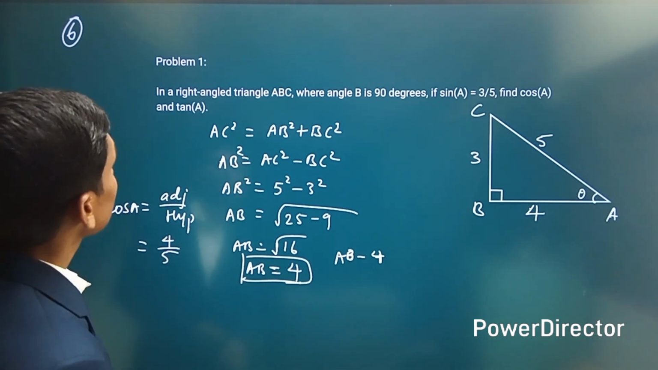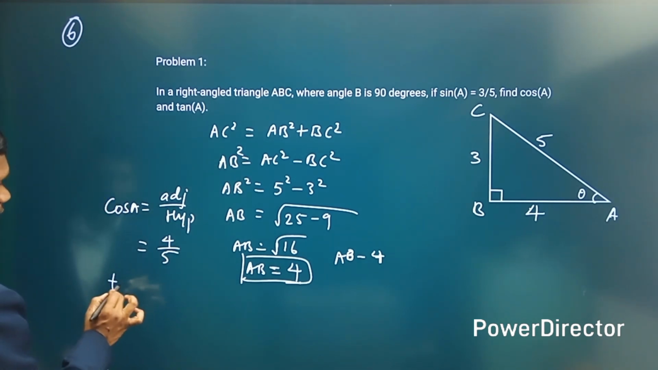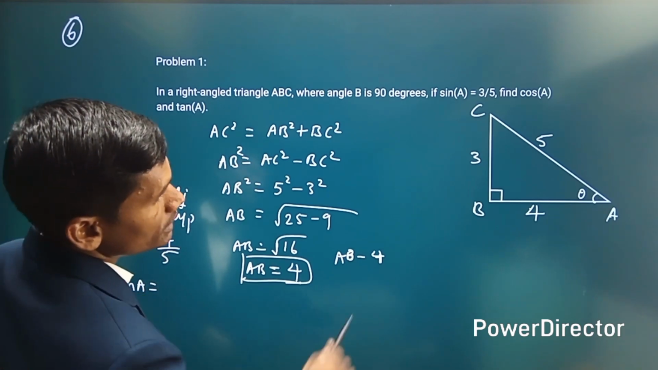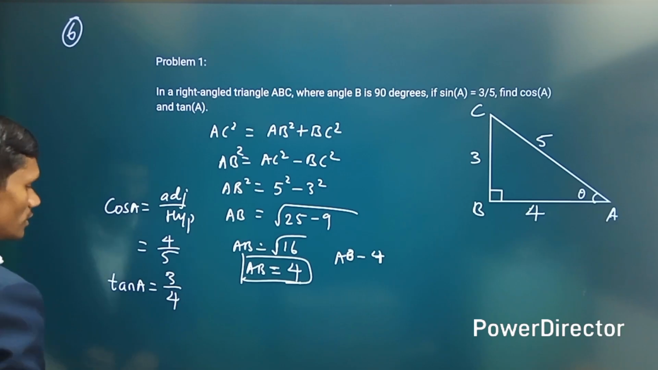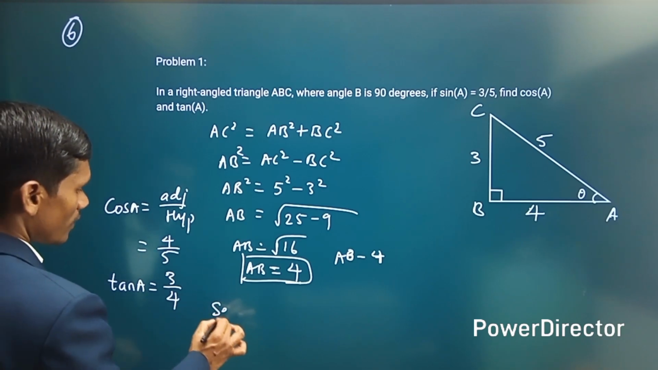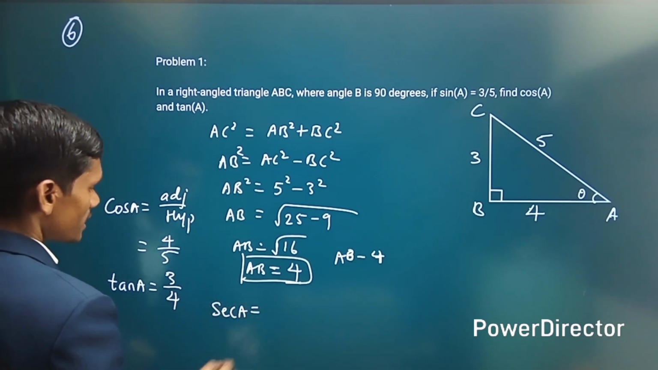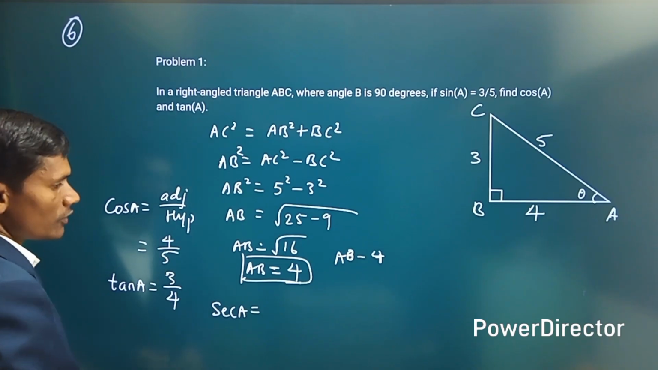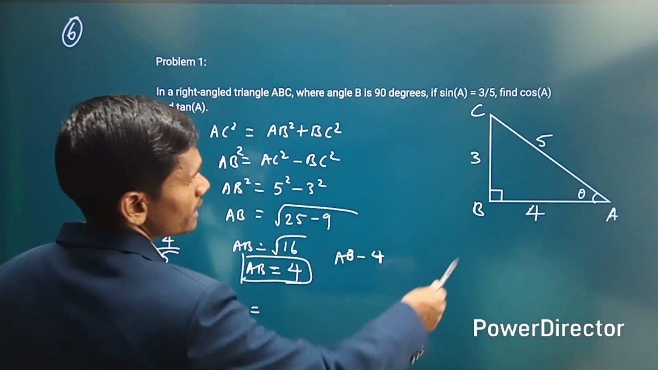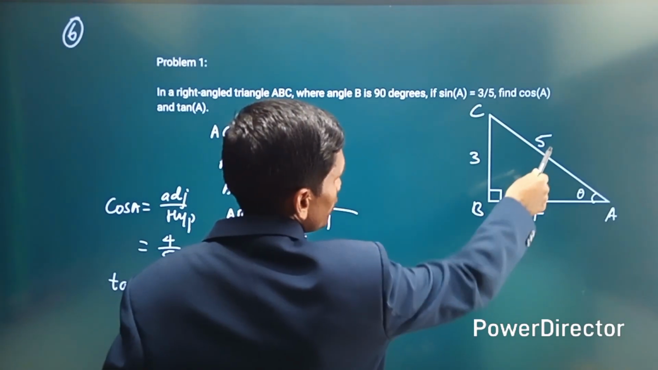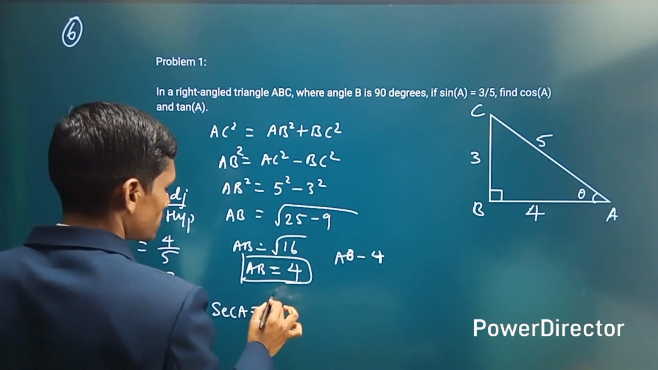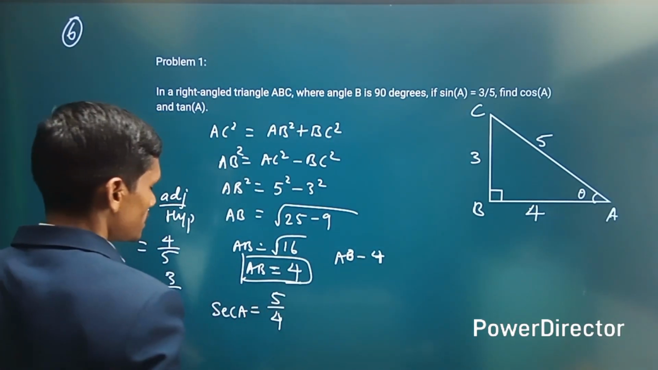Next, what is asked? Tan A. Tan A is opposite by adjacent. This will be equal to 3 by 4. Similarly, you can also find sec A. Sec A is the inverse of cos. Cos is adjacent by hypotenuse, so hypotenuse by adjacent will be sec. That is 5 by 4 will be sec.